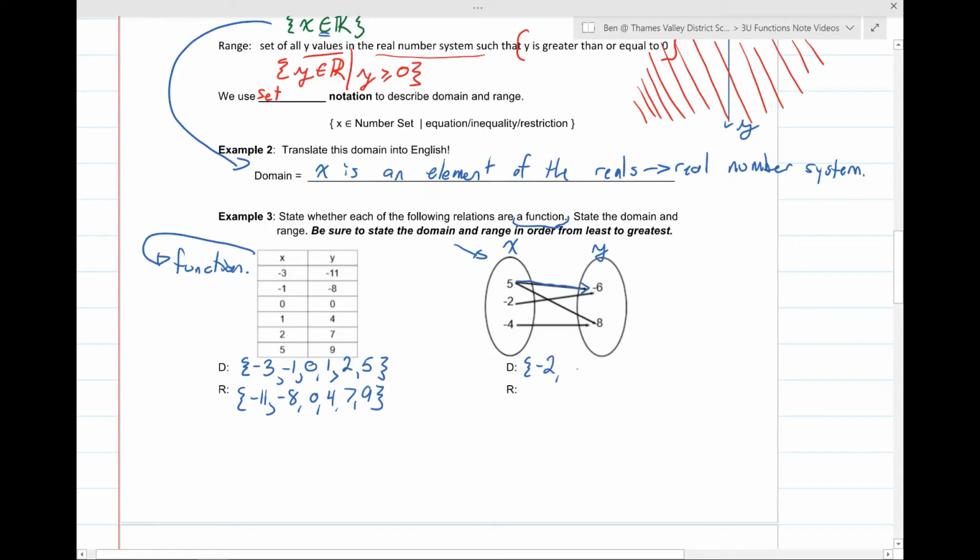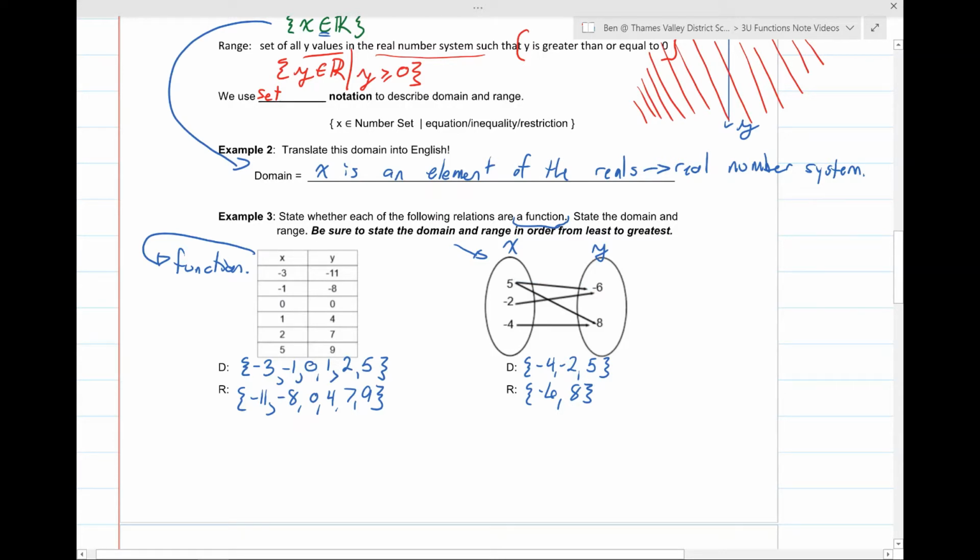Again, we're going to write that in from least to greatest. So negative 4, negative 2, and 5. And my outputs are negative 6 and 8. And if I look here, I might be tempted.